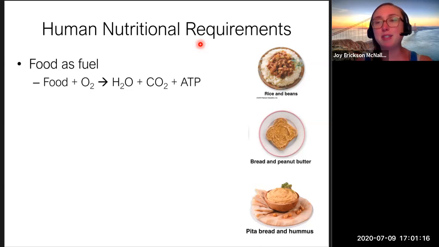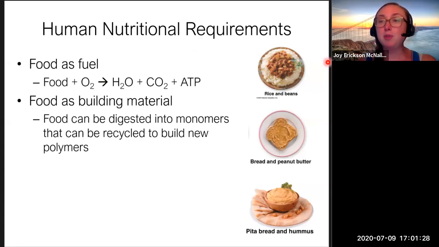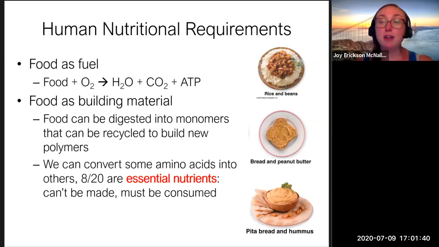And recall that about 60% of the energy in the food that you eat is lost to the environment as heat versus harnessed as ATP. But food can also be used as a building material. Macromolecules in your diet can be partially digested, so we can recycle the monomer components, and then those monomers can be used to build the macromolecules your body needs. So it turns out we are able to convert some amino acids into other amino acids as needed. However, about 8 of the 20 amino acids are so-called essential nutrients, and that's because they must be consumed as part of our diet, because we don't have the enzymes necessary to build them from scratch or to interconvert from other amino acids.